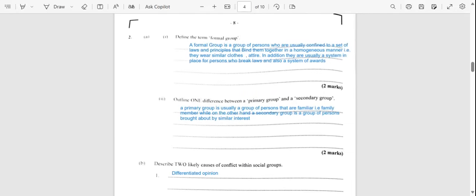So let's go on to the term formal group. It says define the term formal group.